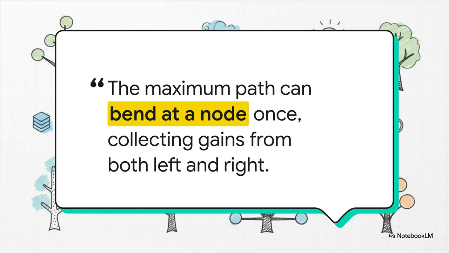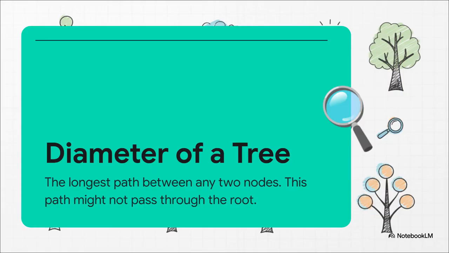And this right here is the absolute key idea for that max path problem. A path can come up from the left subtree, bend at the current node, and connect with the path coming up from the right. Bam, that's a complete path. But, and this is the trick, when that node reports back up to its parent, it can only pass along the best single path, either the left gain or the right gain. It can't pass both. That's the whole game. A really close cousin to that problem is finding the tree's diameter.